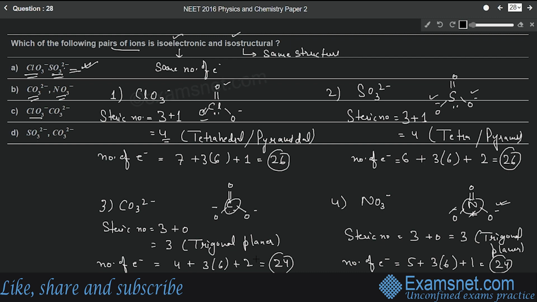But in the first one, ClO3 minus and SO3 2 minus, chlorine and sulfur both have a lone pair of electrons on them. So if we have to choose one, then we can prefer option number 1, but otherwise both are isostructural and isoelectronic.